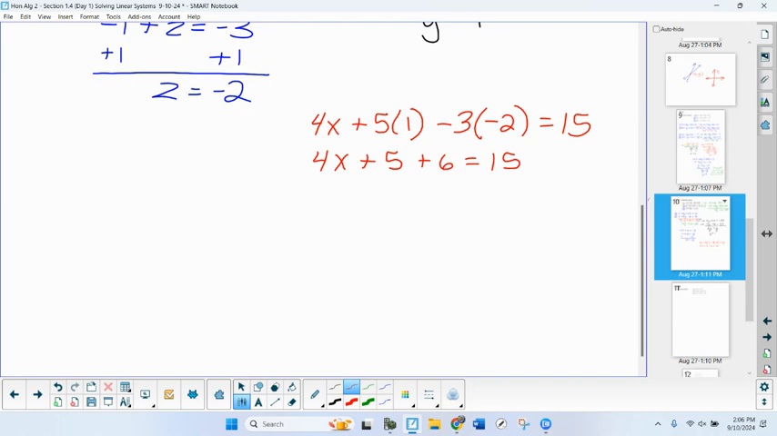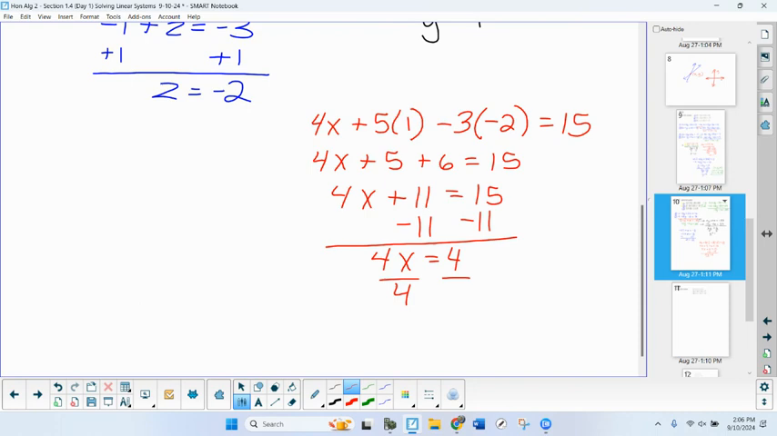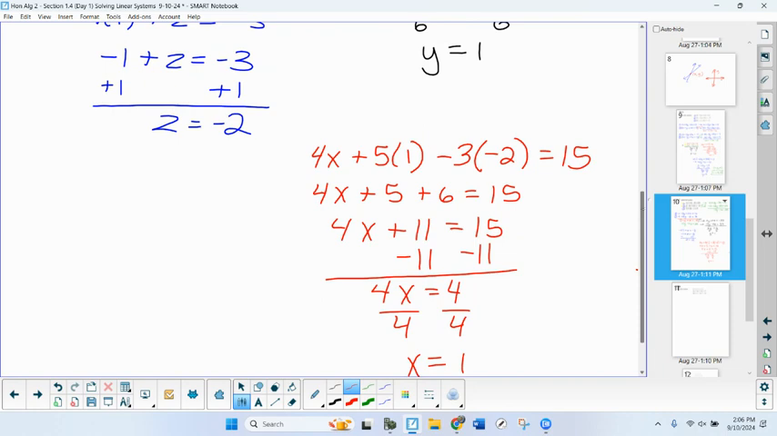Okay, what do you get when you put those together? 4x plus 11 is 15. Okay, what are you going to do now? Subtract 11. What do you get? 4x equals 4. Okay, x equals 1. So my solution as a coordinate point is x is 1, y is 1, z is -2.